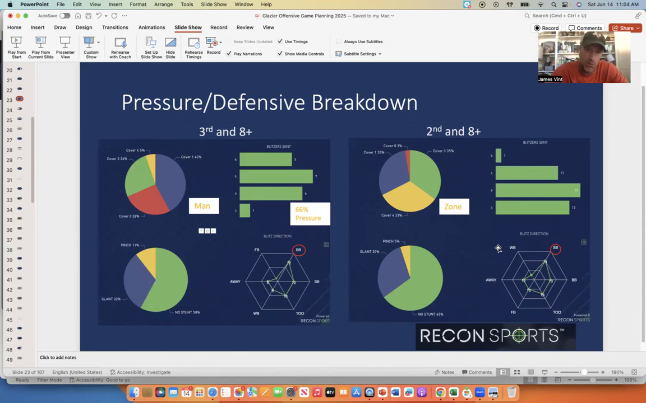This is important. Now we start breaking this down into down and distance situations. I'm going to give an example. This is one of the opponents that we played. Third and 8 plus, and this is why this is important. Listen, I call some stuff on field during the game, but I feel a lot better when I know what the defense is going to do.